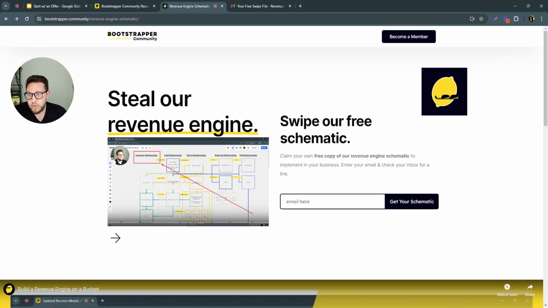So we're allowing you to steal it. We're taking what we've already built. We're letting you use it as your own, and you can swipe our schematic. So what you're getting is the schematic of our revenue engine for free. So claim your own free copy of our revenue engine schematic so you can implement it in your business.